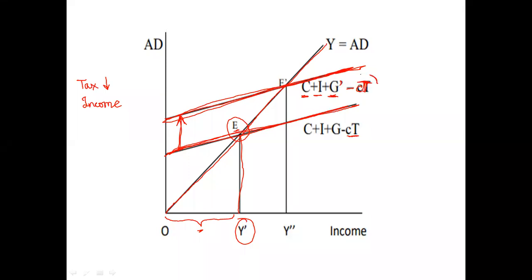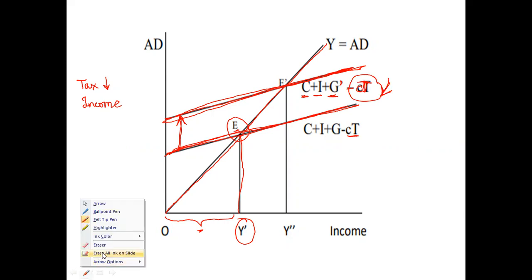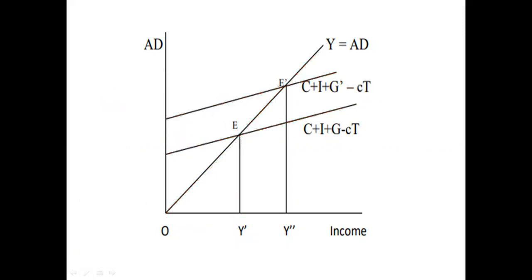Same, okay? But here the tax is less. The tax is less here. Minus CT, because the government has reduced the tax. So the demand curve has become more.